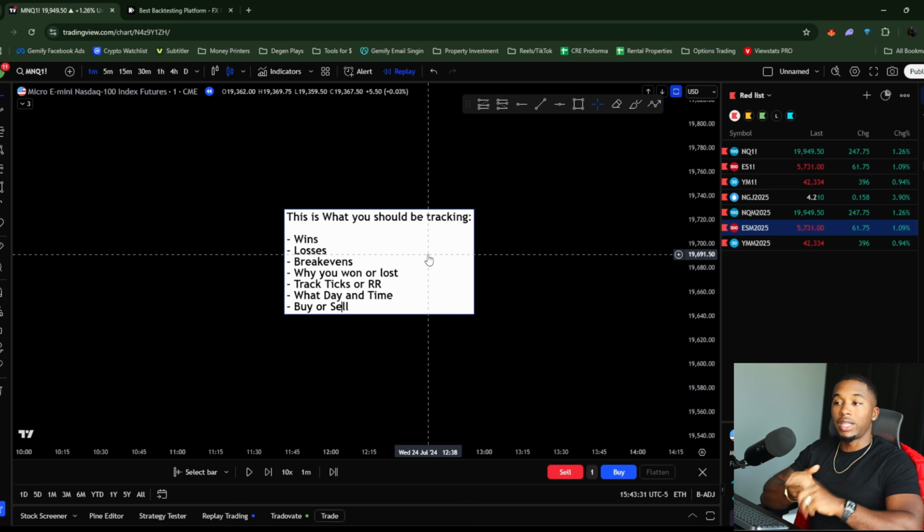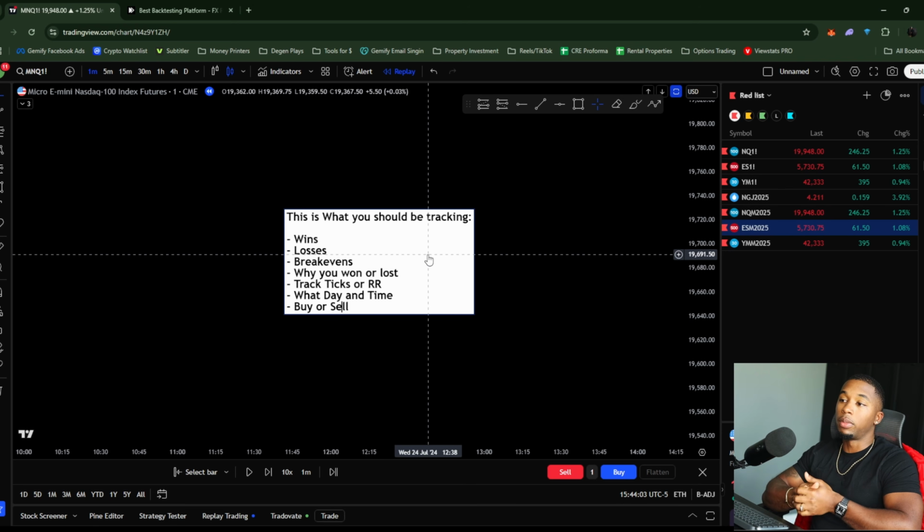You also want to track what day and time you took each trade. The reason this is so important is because you'll start to notice that certain strategies, or trading certain pairs or instruments on certain days, work out better for you than others. You'll start seeing after 100 trades that most of the time you took trades on a Thursday, for example, you lost, or Monday was your best day, or you should just skip Fridays because you only had one winning trade throughout the entire Friday. So you want to be aware of that, and that's why you want to track the day and the time that you took each trade.